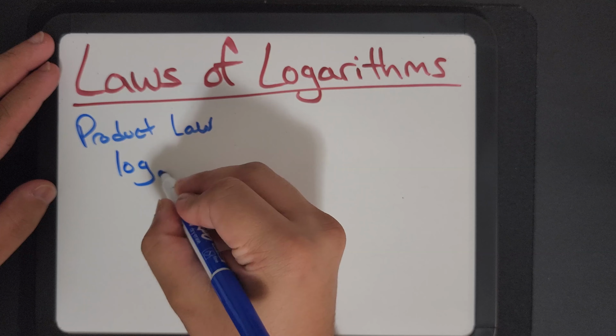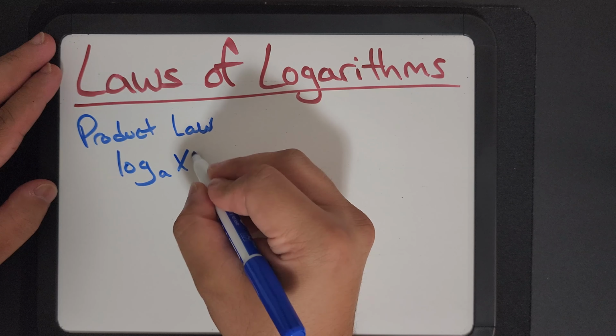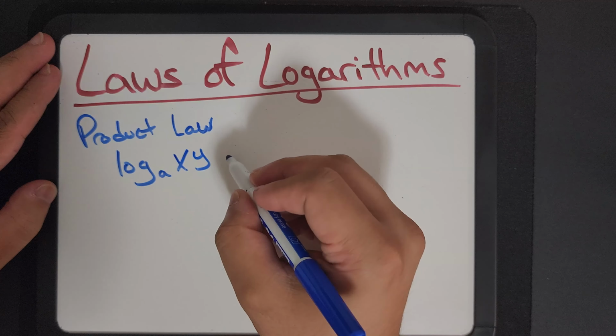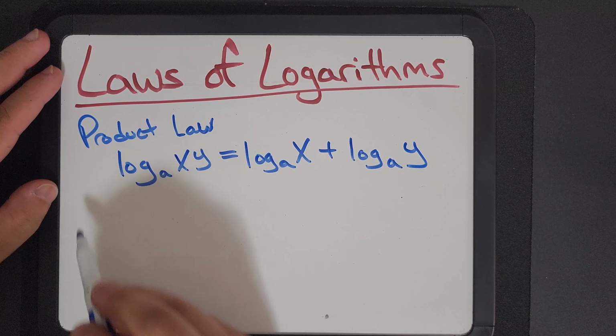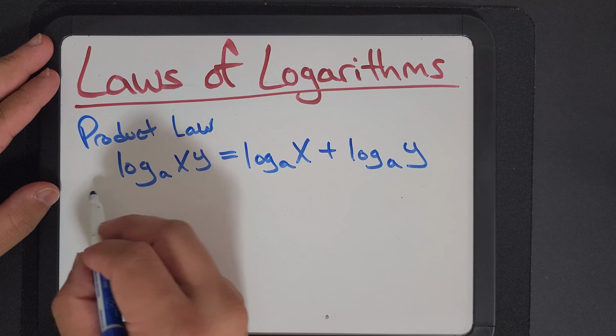which basically states that if you have a log with a base a and you have x times y, that is the same as saying log base a x plus log base a y. So this is an identity. Similarly, we also have a quotient law.